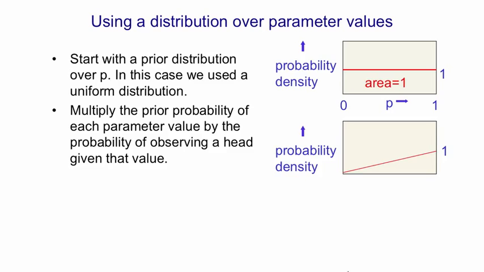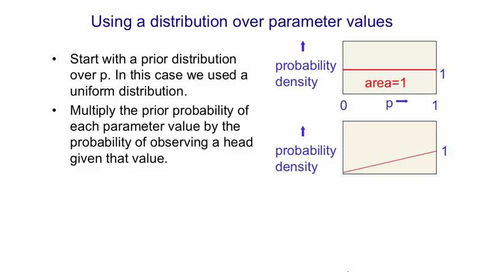There would be no alternative. And if we take the value of p to be 0, the probability of observing a head would be 0. And if we take it to be 0.5, the probability of observing a head would be 0.5. So we take that red line, that's our prior, and we multiply each point on that by the probability of observing a head according to that hypothesis, and now we get the sloping line.